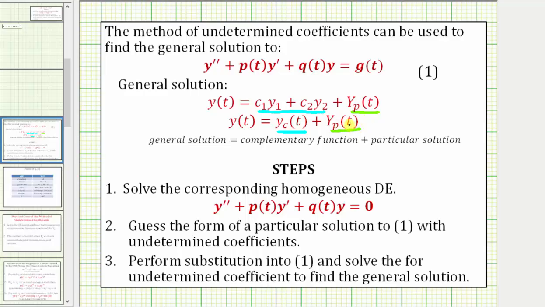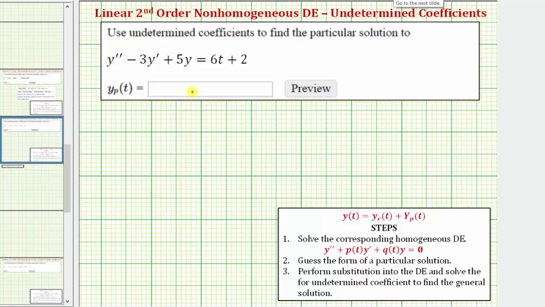And then we'll use that function to perform substitution into the original differential equation and solve for the undetermined coefficients, which will give us a particular solution to the differential equation. And once we have the complementary function and a particular solution, we can find the sum to find the general solution. So again, the first step is to find the corresponding homogeneous differential equation.